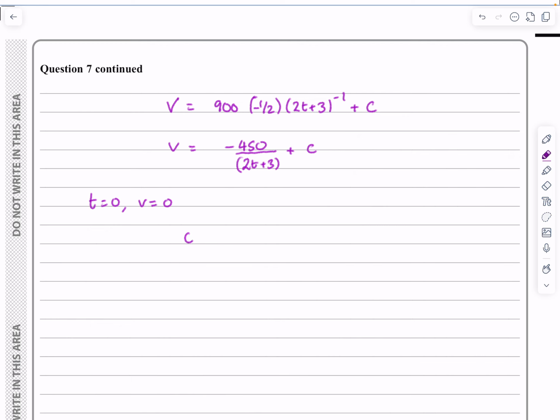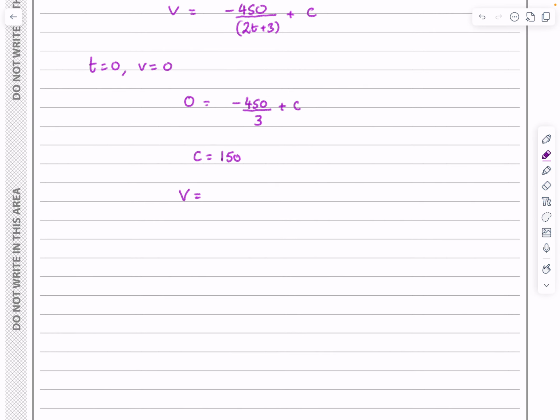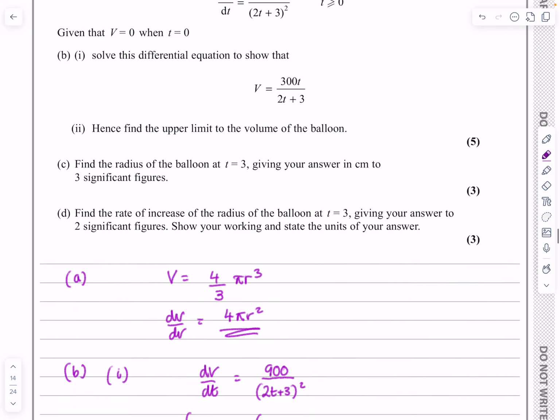So if that's true, I'm going to get 0 equals minus 450 over, well, that'll be 3 there, plus c. Okay, so c works out to be equal to 150. And if c works out to be equal to 150, then my final solution is minus 450 over 2t plus 3 plus 150 here. And now let's go back and see what we've got to get it to look like.